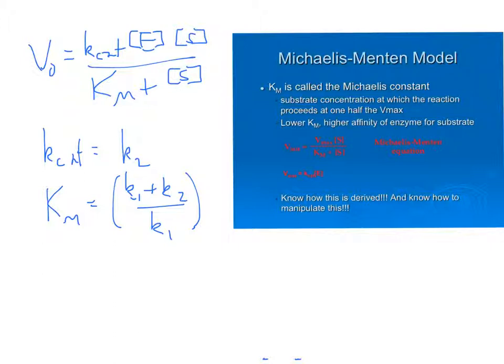But the units for Km are always substrate units because when we drew out the function, V is going to be the y-axis and substrate is going to be the x-axis. It's hyperbolic.